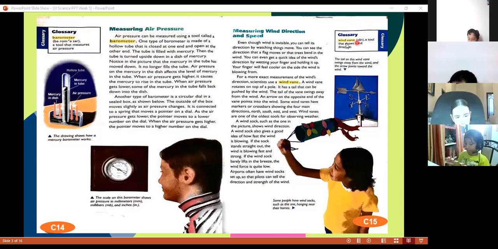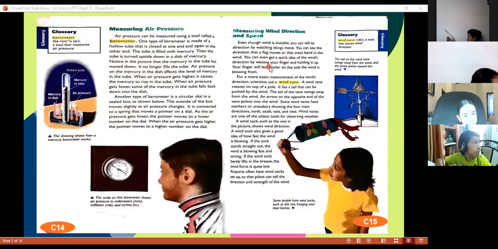Even though wind is invisible, you can tell its direction by watching things move. You can see the direction that a flag moves or that trees bend in the wind. You can even get a quick idea of the wind's direction by wetting your finger and holding it up. Your finger will feel cooler on the side the wind is blowing from. For a more exact measurement of the wind's direction, scientists use a wind vane.